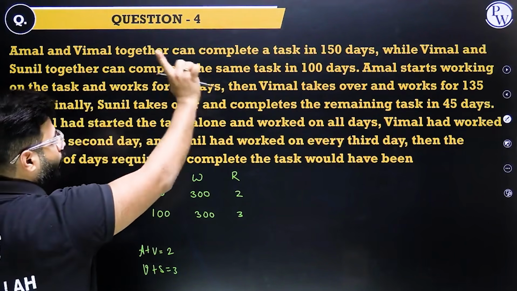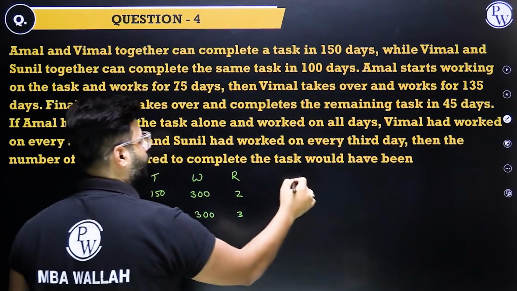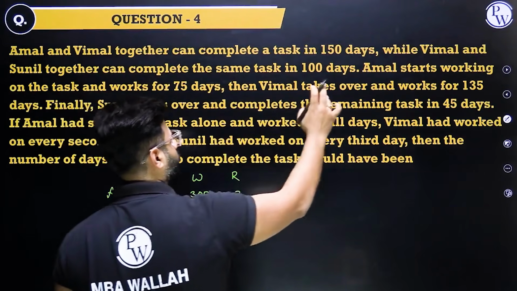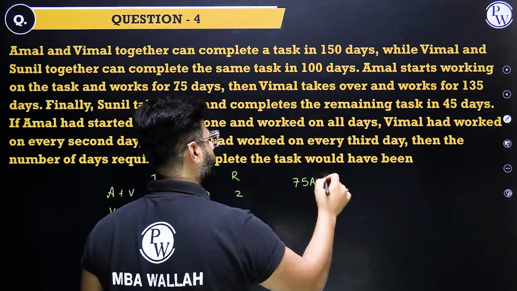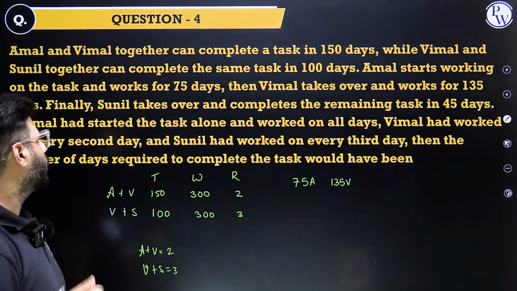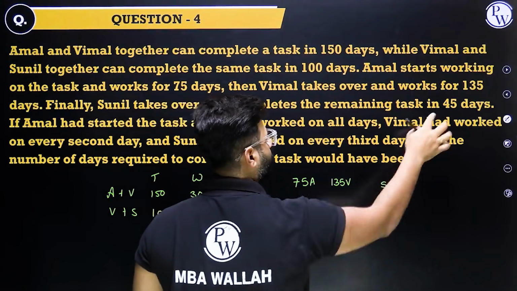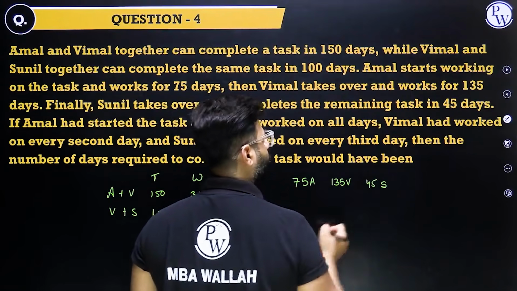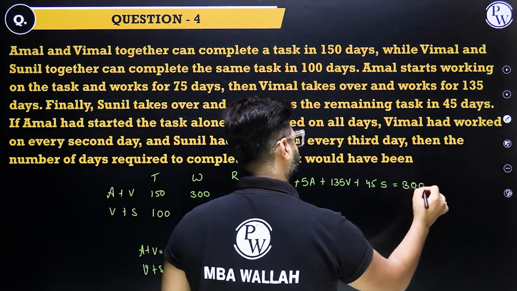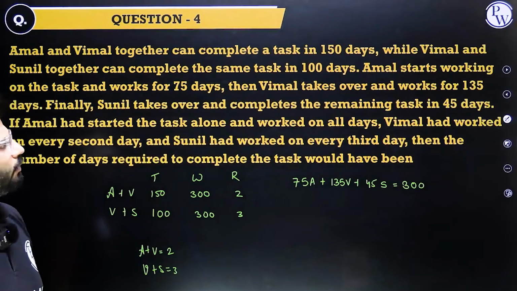Now, what happens if Amal starts working on the task and works for 75 days? That means 75A. This much work is done, time into rate. Then Vimal takes over and works for 135 days. So 135 is the time, rate is V because Vimal is working. This much work is done. Finally, Sunil takes over. That means now you're working at a rate of S, for 45 days. And the work that is 300 gets finished. Done. That's our equation.